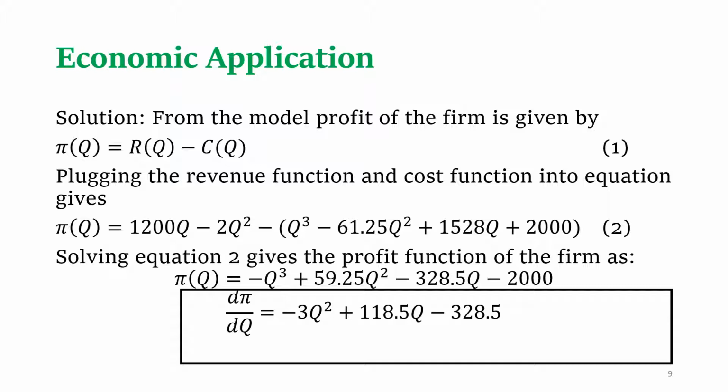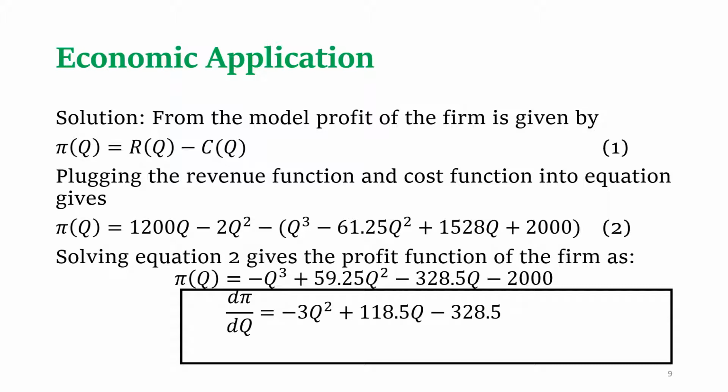So what we need to do now is plug the revenue function and the cost function into the equation. That gives us pi(Q) equals 1200Q minus 2Q squared, minus, remember, we need to enclose the entire cost equation in brackets so that we don't mess up with this negative sign, right? So we have Q cubed minus 61.25Q squared plus 1528Q plus 2000, everything in brackets.